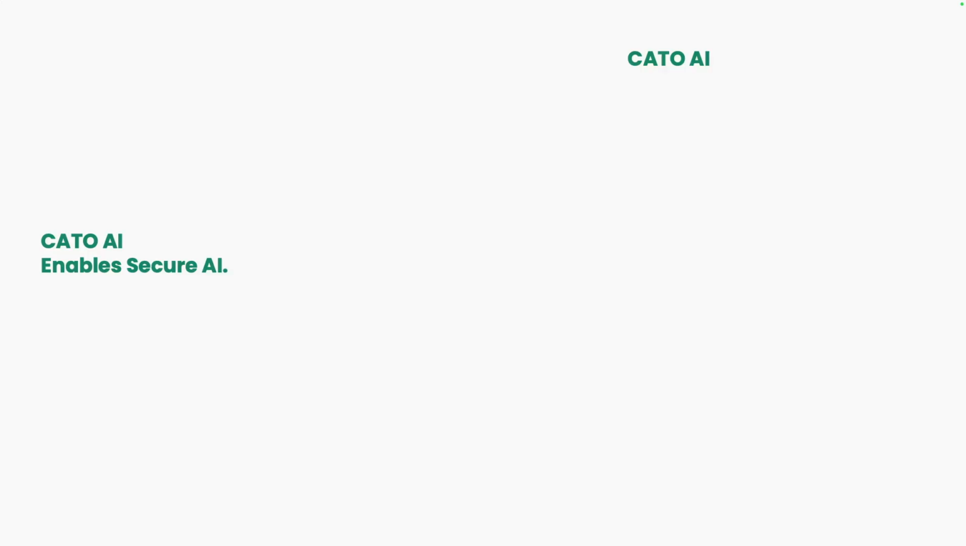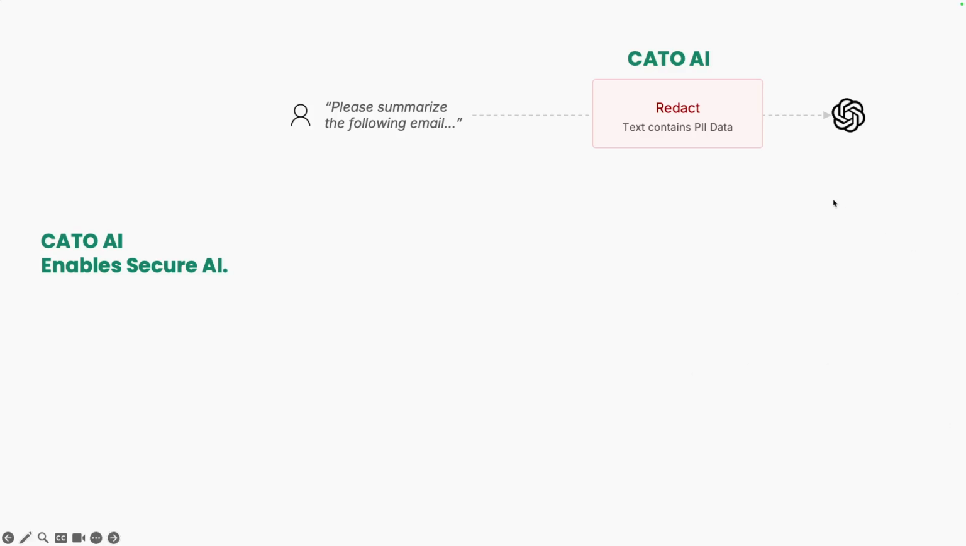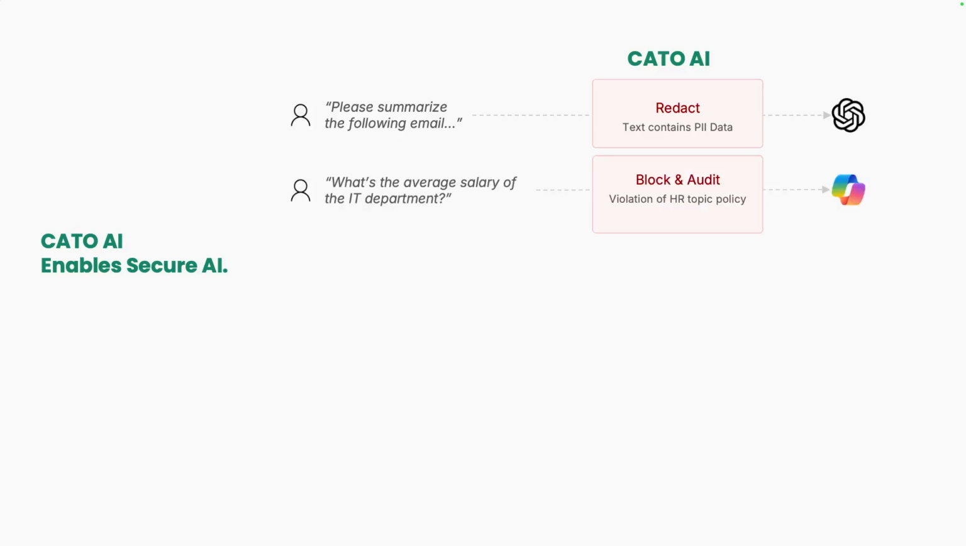This is a classic example of how Cato AI enables you to use AI applications in a secure manner. Let's say there is a corporate employee using, let's say, ChatGPT in order to summarize an email. Unknowingly, he doesn't know that PII information is being sent. Cato AI is going to redact that PII from the prompt, and it is going to allow the user to use the application for whatever he is trying to do.